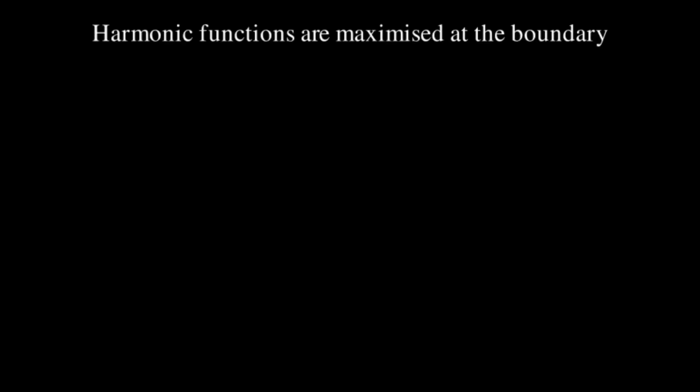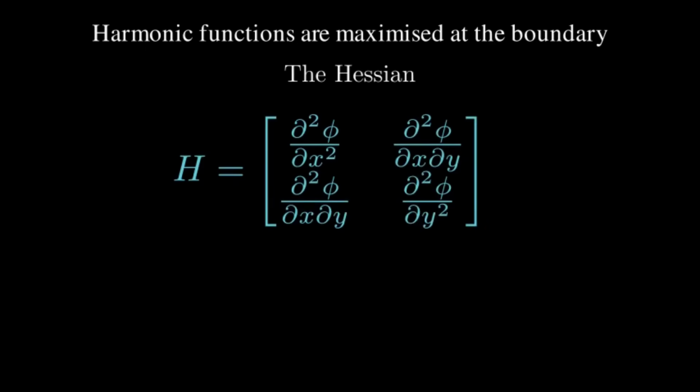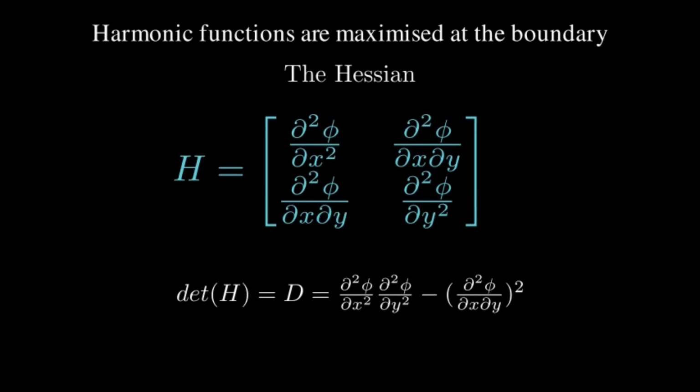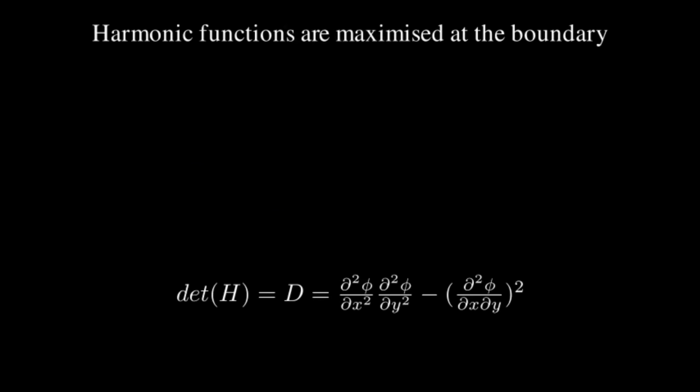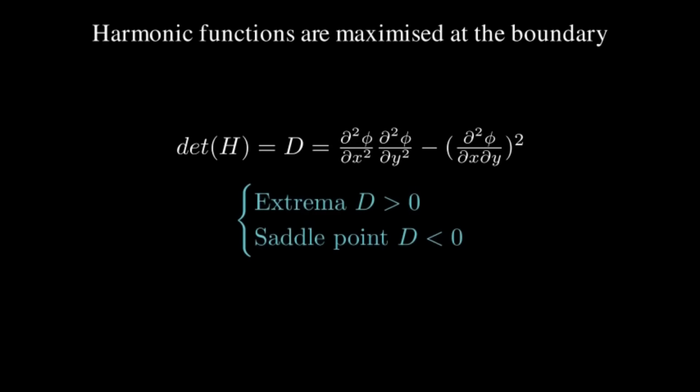Multivariable calculus tells us the conditions at which we can find local extrema in a function. We can go ahead and define two separate scenarios for when we have a stationary point. The determinant of the Hessian D must be positive in order for there to be a maximum value at that point.